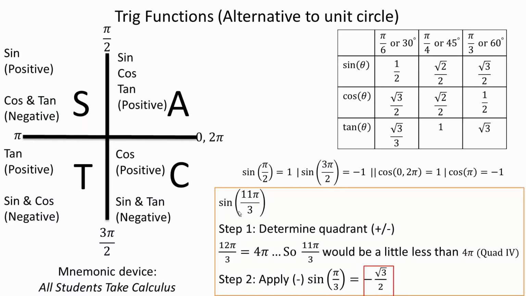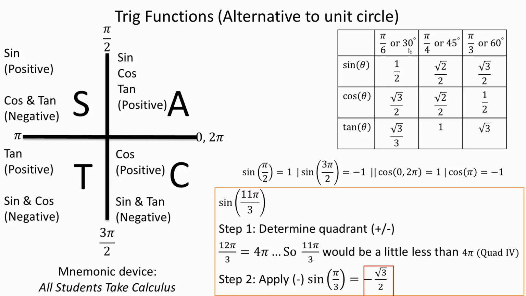Now, say you have a problem like sine 11 pi divided by 3. Whether it's positive or negative depends on what quadrant it's in. In this quadrant, everything is positive: sine, cosine, and tangent. In this quadrant, only sine is positive; cosine and tangent are negative. In this quadrant, only tan is positive; sine and cosine are negative. And in this quadrant, only cosine is positive; sine and tan are negative. There's a mnemonic: all students take calculus.